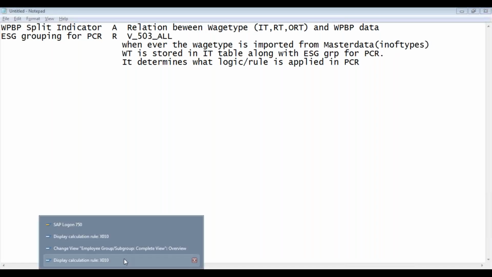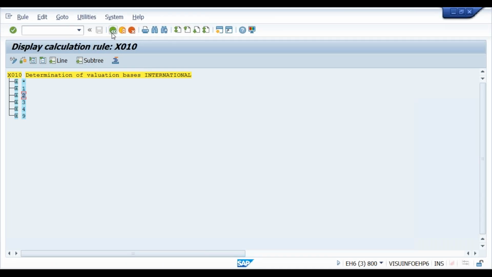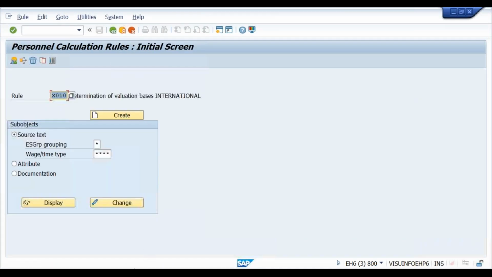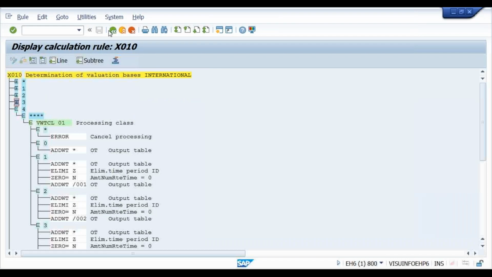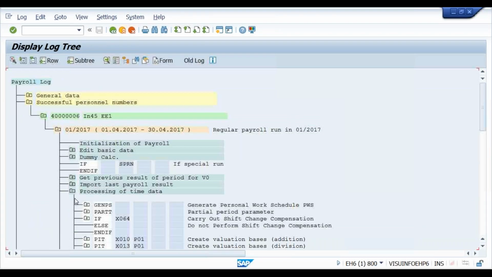We will have to discuss all the splits of this ID table, and that is the most important part of any country payroll. If you understand the purpose of the split indicator, the payroll PCRs are very easy. Very easy. But it's difficult to understand the split indicators. Once you understand, you can play with the PCRs.